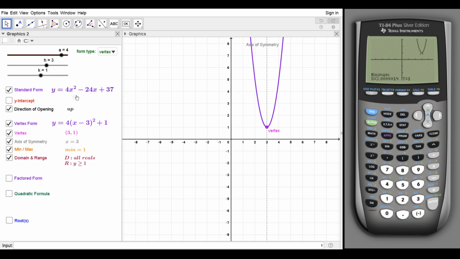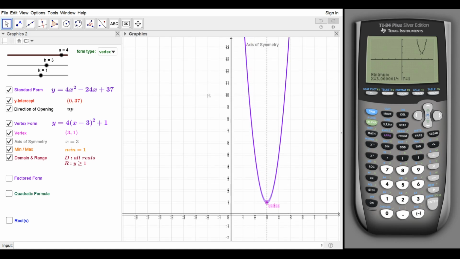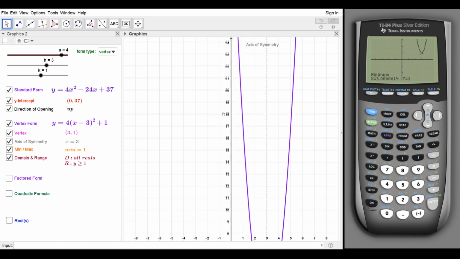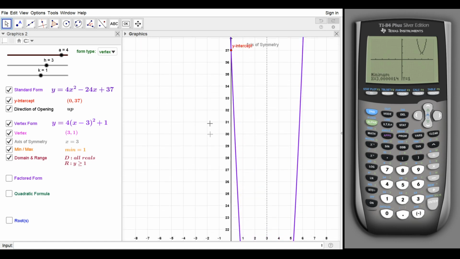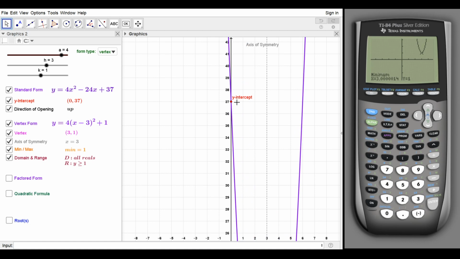Now let's say you do convert to standard form, and you come up with 4x squared minus 24x plus 37. Remember, this 4 and this 4 do the same thing. It tells you it's going up. The 37, the value of c, is going to tell you your y-intercept. So for you to see that, I'm going to have to drag my graph all the way up to this value here so that you can see the y-intercept is at 37.